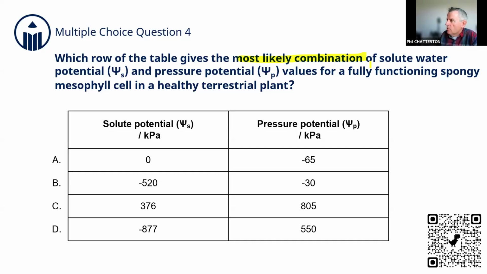So we're asked to give the most likely combination of solute potential, water potential and pressure potential for a fully functional spongy mesophyll cell in a healthy terrestrial plant. We're just looking for a spongy mesophyll cell, which is part of the leaf, of course, that creates that air gap for gas exchange. So you would expect that cell to be nicely turgid and well supplied with water through the xylem vessels. Healthy terrestrial plant, so it's probably photosynthesizing away quite nicely, and it has these various values.